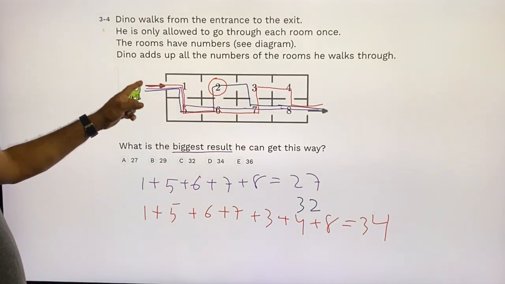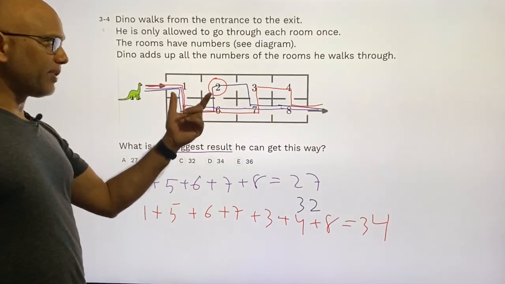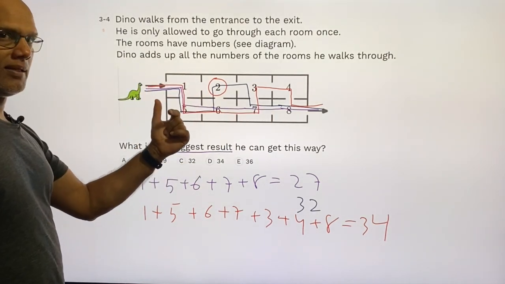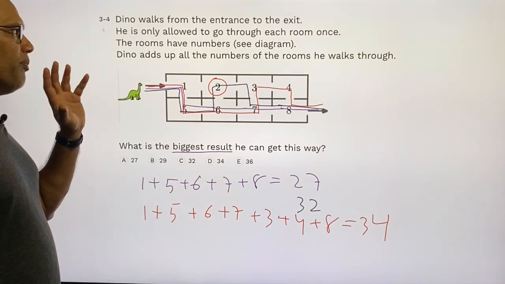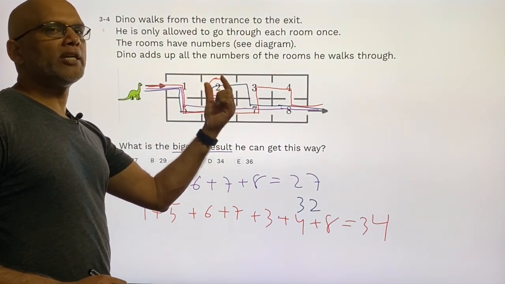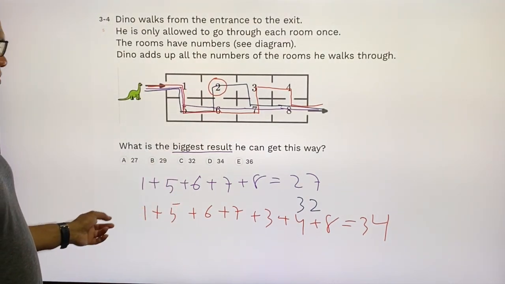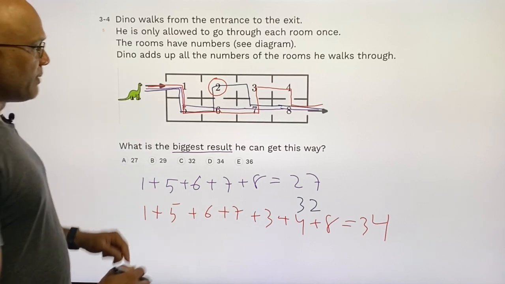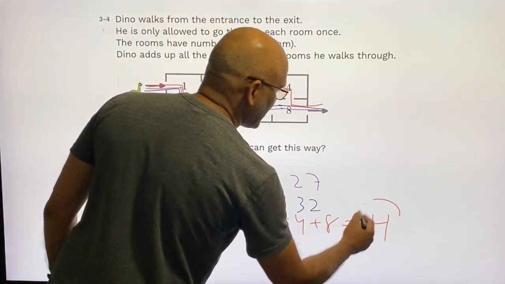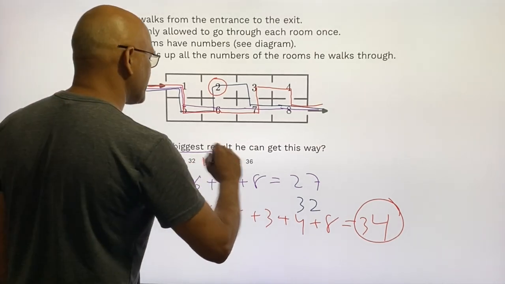Right? So it looks like I cannot go through all the rooms because I cannot repeat. But then I try to miss a room with as small a number as possible. And by doing this, it seems like 34 is the biggest number I can get without repeating a room. So D is the correct choice.